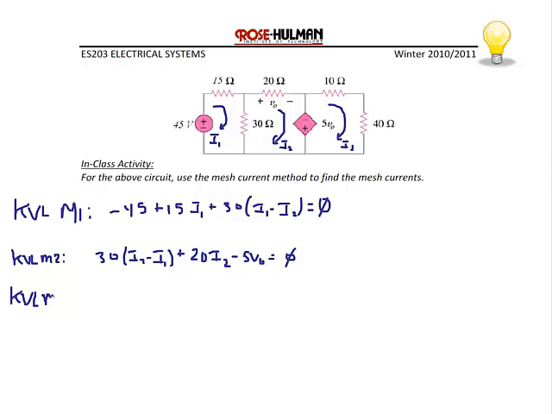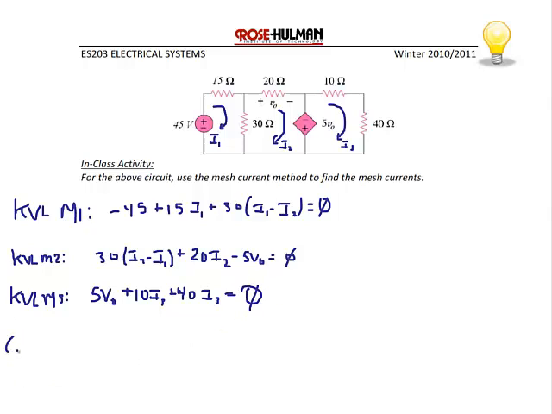KVL at mesh 3. I'll have now positive 5 V naught because with respect to I3, the dependent voltage source is a voltage drop, plus 10 I3 plus 40 I3, and that equals 0.